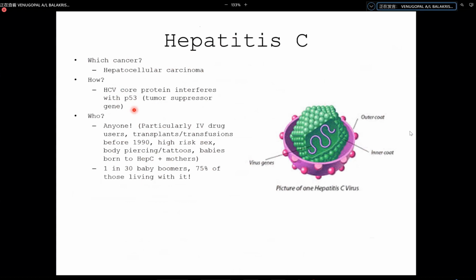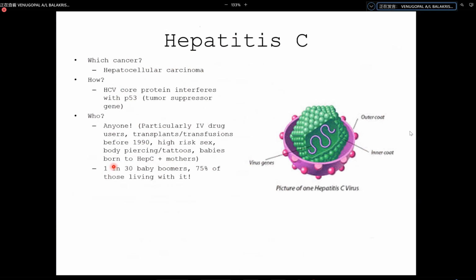Okay. So who can get infected? Anyone can get infected. Okay. Particularly IV drug users, and those with a transplant or transfusion before 1990. Prior to 1990, there were no technologies, no very fast technology for you to determine what type of virus, whether you have infection or not. There's no next-gen sequencing yet. So high-risk sex, body piercing, tattoos, babies born to Hep C positive mothers.